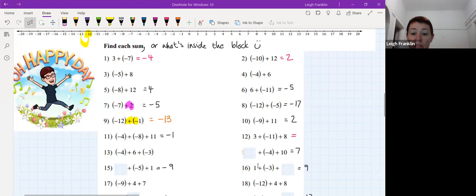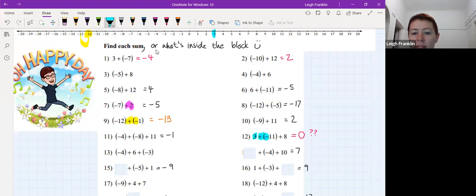Okay, so let's go and have a look and see whether that is correct. Where are we starting on the number line? At three. At three, good. So that means that we are starting over here. Okay, we're starting at three.